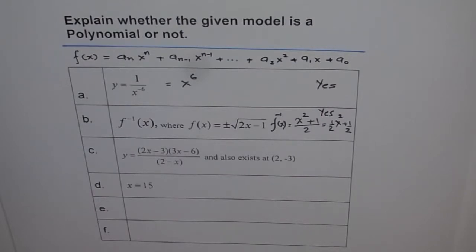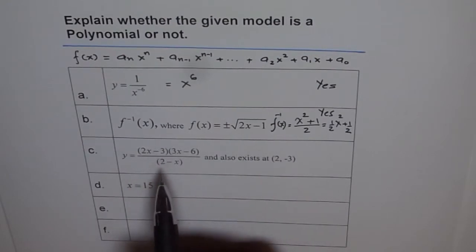Now C is like a rational function. Y equals 2x minus 3 times 3x minus 6 divided by 2 minus x. And also exists at 2 minus 3. Now think about whether this is a polynomial or not. At first glance, it looks like not a polynomial, because in polynomials, you can't divide. There cannot be anything in the denominator. But this is kind of tricky. Let's try to reduce it and simplify it.